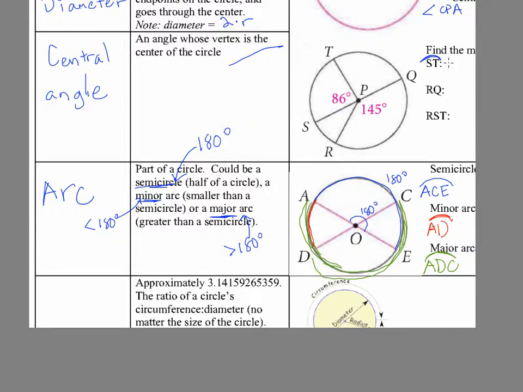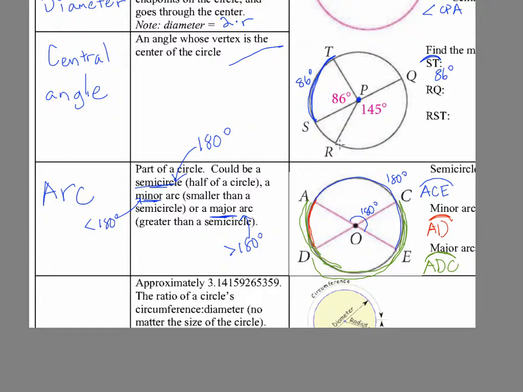Arc ST, let's put the rainbow over there. Arc ST, let's see where that is. Arc ST is right here. So what would the measure of arc ST be? Well, it's nice because we have a central angle. Remember, central angle means the vertex is right here in the center. It's 86. So this is also going to be 86 degrees.